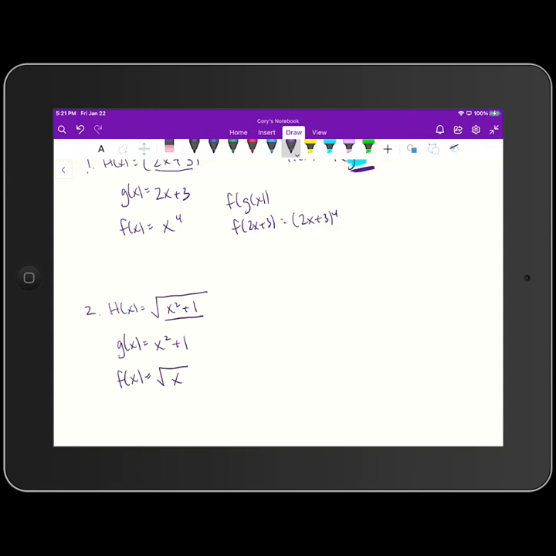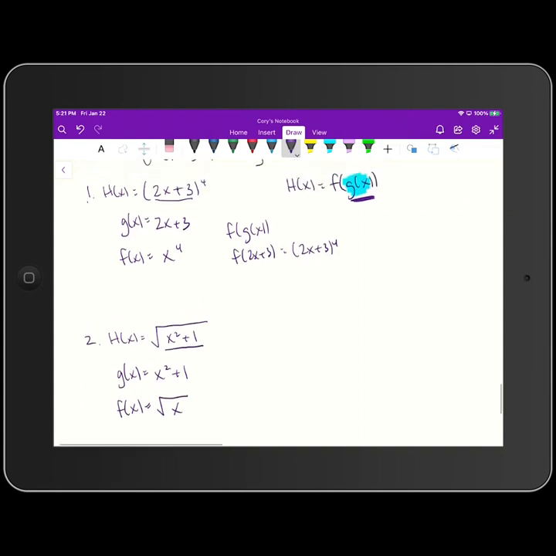Okay, so you should be able to look at a composite function like we have here in numbers 1 and 2 and be able to identify what is the inner function in the composition, what is the outer function in the composition. Okay, so that's it.